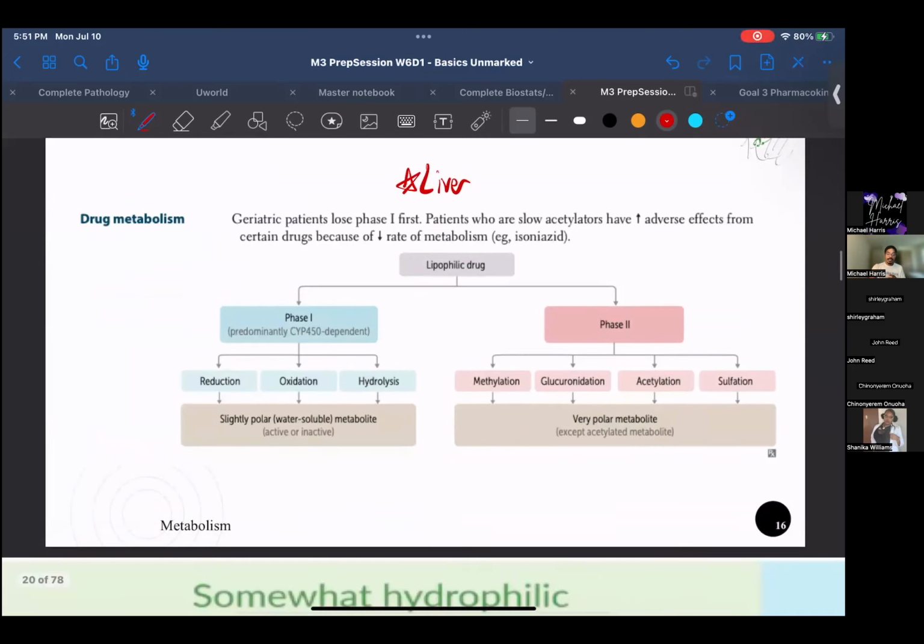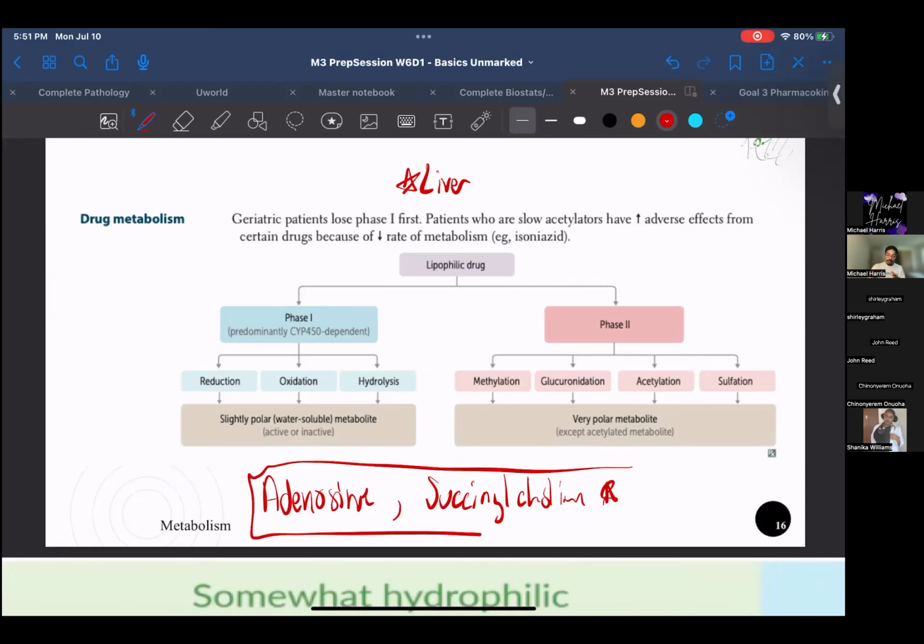Examples: adenosine. Example: succinylcholine. This guy you will see before your CAS 1. Okay, these are the drugs that do not get broken down in the liver, but get broken down in the blood.